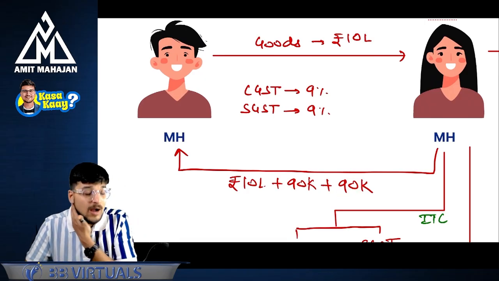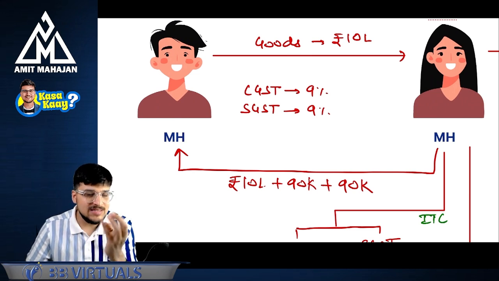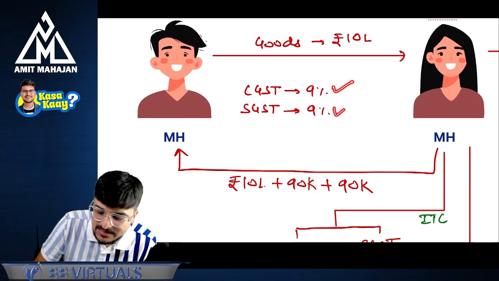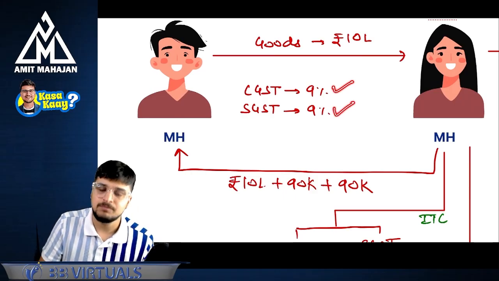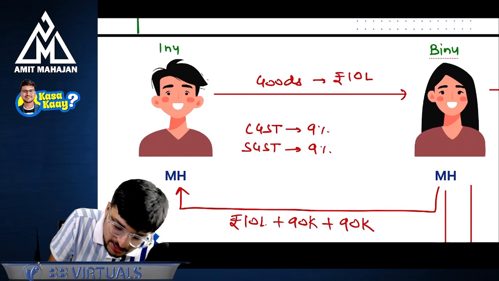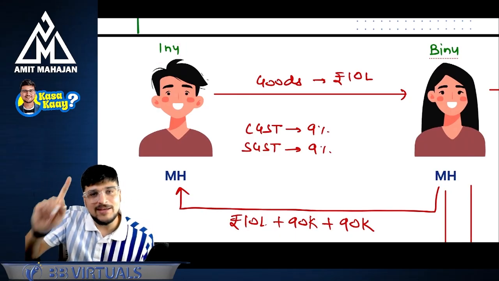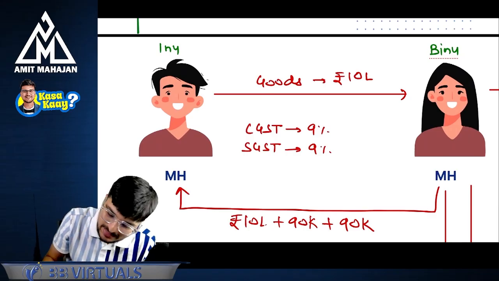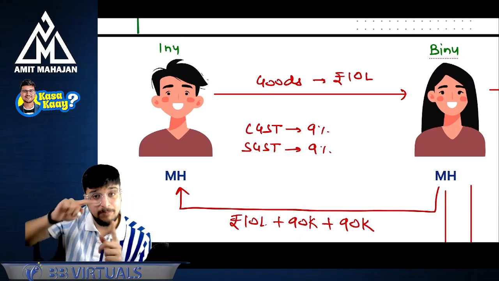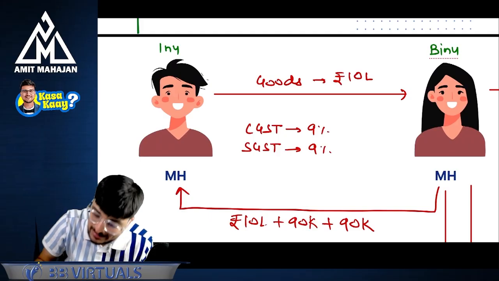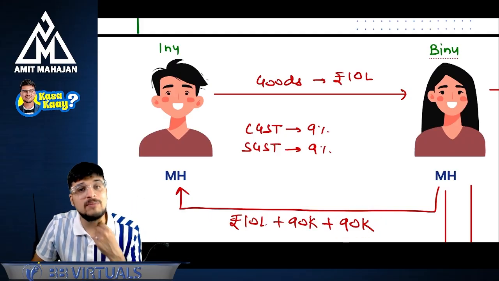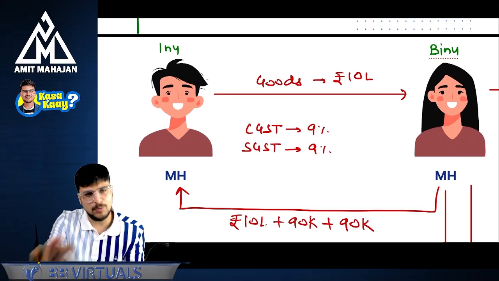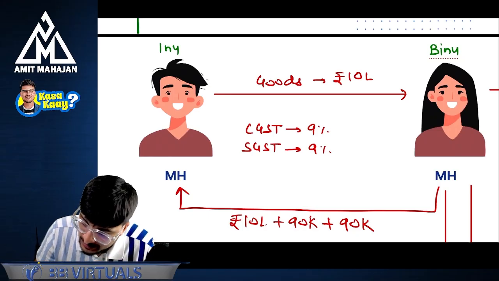Please remember one thing. If it is CGST and SGST, the CGST will go to the central government and the SGST will go to the state government. Perfect. So when Inu from Maharashtra makes a payment, Inu will always make two separate payments to the government. Number one, 90,000 rupees will be paid to the central government and 90,000 rupees will be paid to the state government. Two separate payments will be made. Perfect. Okay, no problem. We will keep it here.